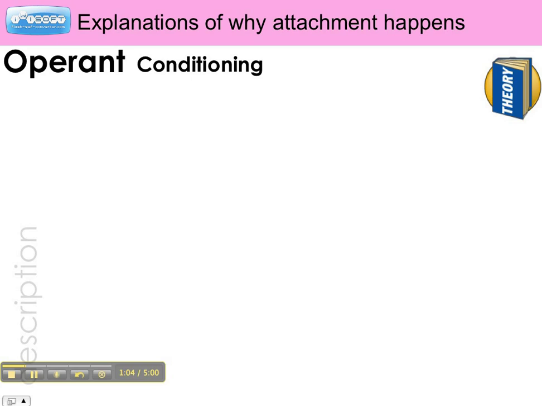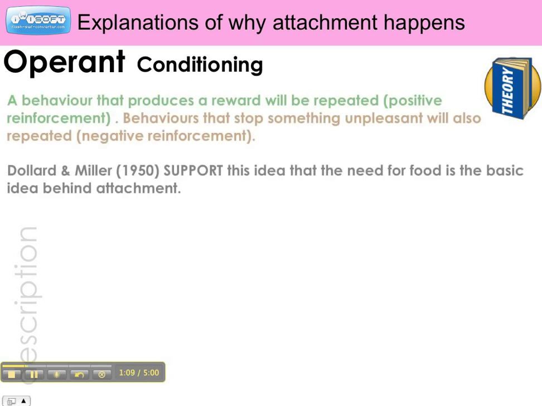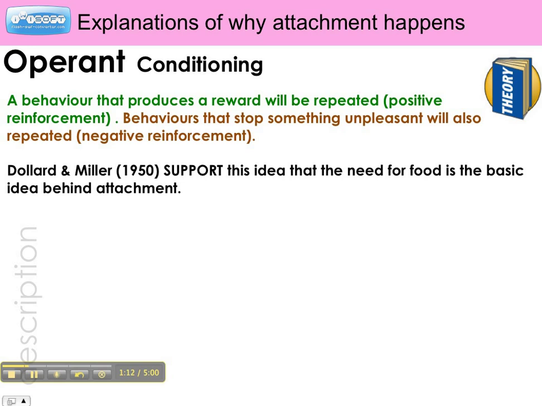Operant conditioning. How does this explain why attachment happens? Well, there are 2 parts to operant conditioning, and it's all about reinforcement. Firstly, a behaviour that produces a reward is going to be repeated. This is called positive reinforcement. Whereas behaviours that stop something unpleasant from happening will also be repeated. This is called negative reinforcement.